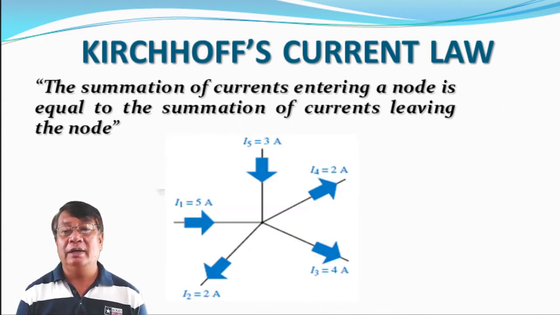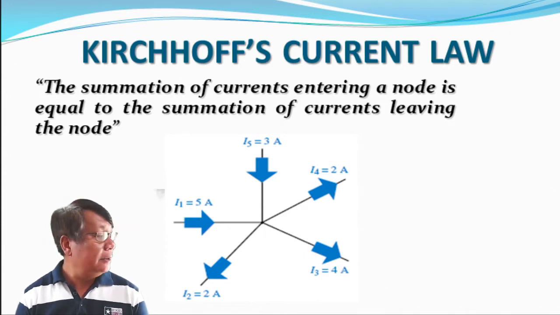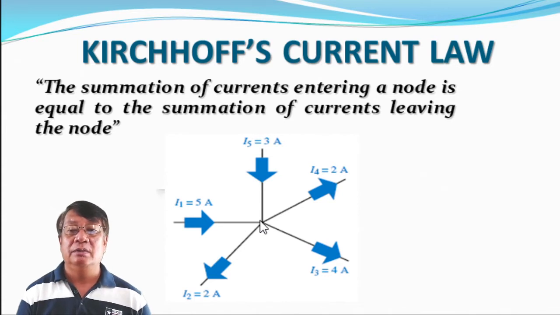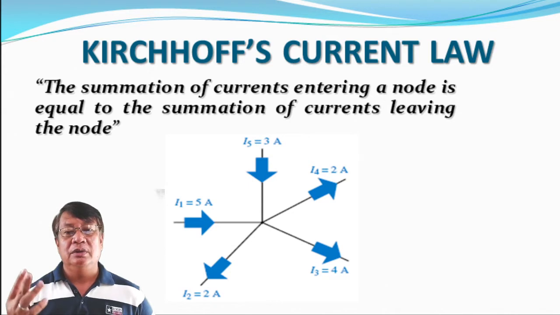Okay, so let's try this presentation here. This is what we consider as a node here. So this is a node. By the way, a node or a junction is a point where there are two or more connections. That is considered as a node.